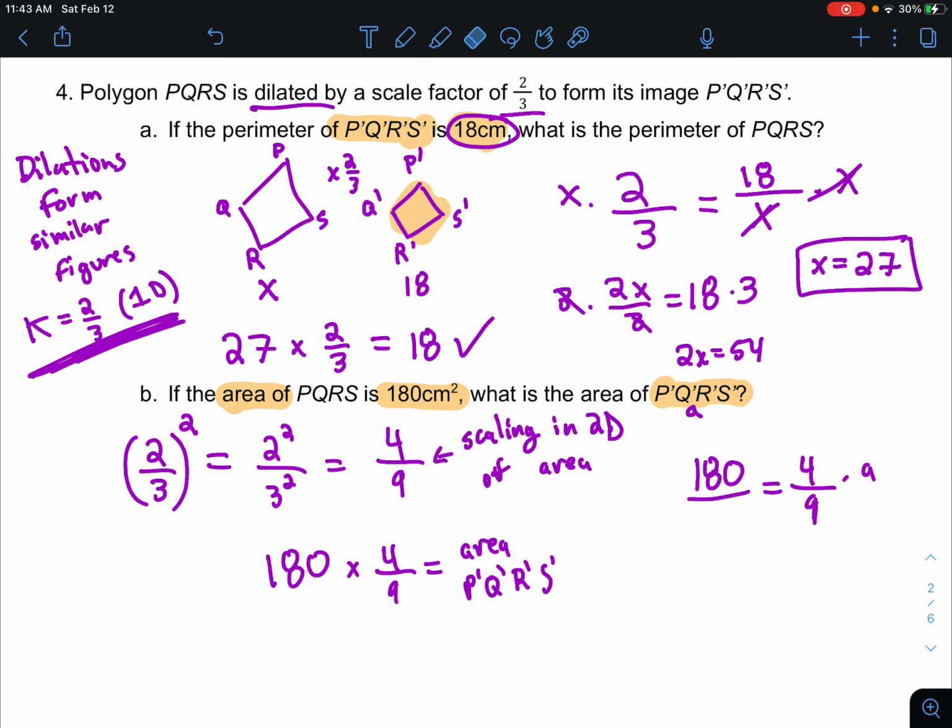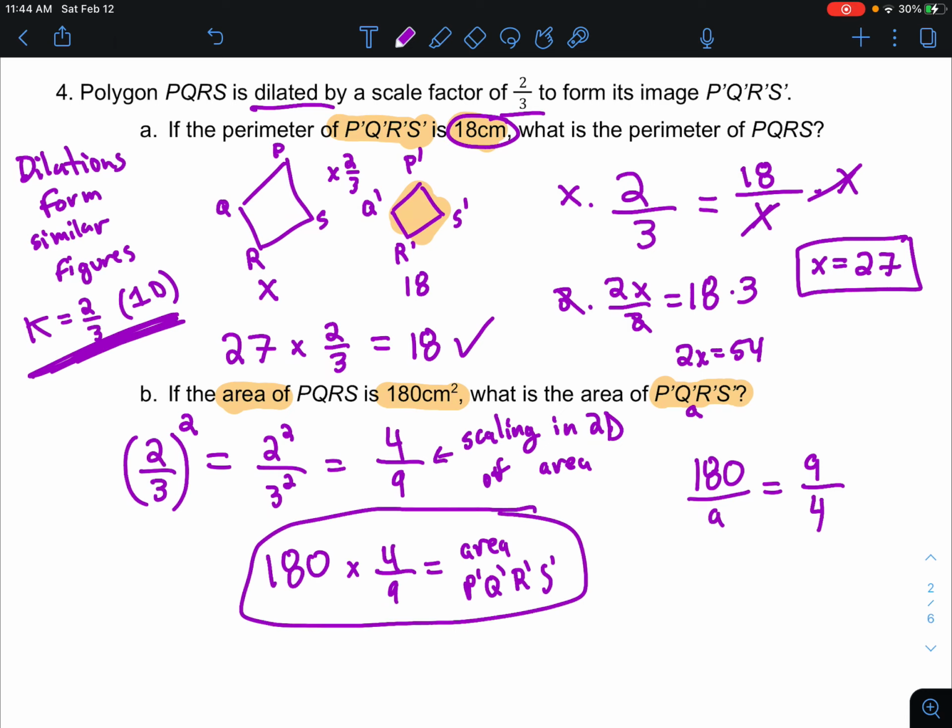180 over A. So if I'm taking my scale of 180 over A, the area of our larger figure, to the area of the smaller figure, P prime, Q prime, R prime, S prime, I need my ratio of the scaling in areas to be 9 over 4. Okay, so that is important. We need to be big to big, small to small. And if that seems confusing, you can always stick with this. So you could do 180 over 1 times 4 over 9. Okay, 180 times 4 is 720 over 9, which gives us 80.